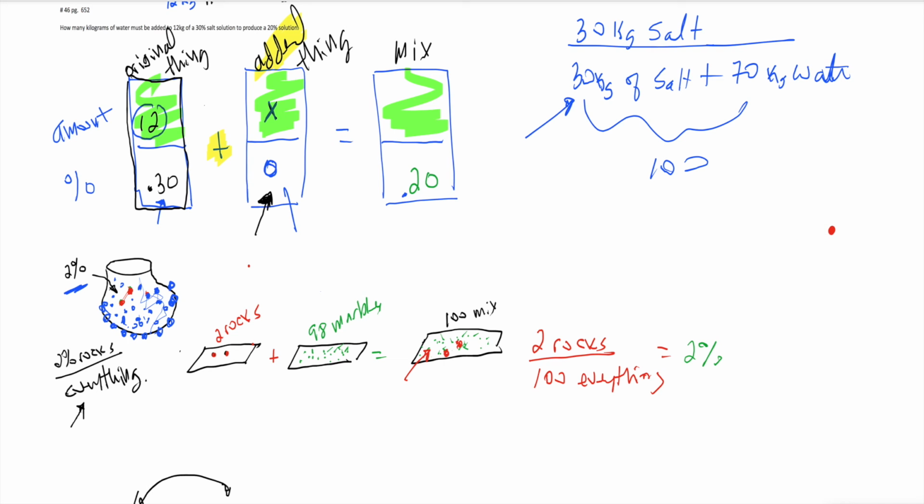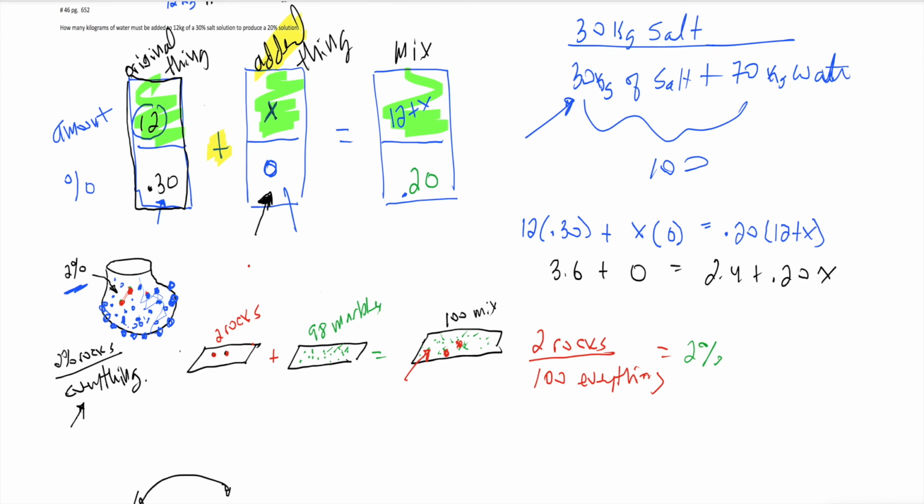All right, so multiply down. 12 times 0.3. Now add plus x times 0 equals. Oh, and then what do we need over here? Exactly. This is going to be 12 plus x, and then it's going to be 0.20 times 12 plus x. So then you have 12 times 0.30 is 3.6 plus 0 equals 0.20 times 12 is 2.4 plus 0.20x. Okay, now what?